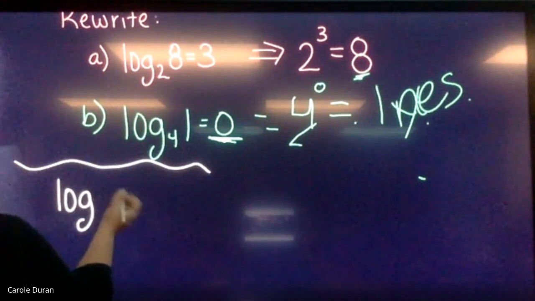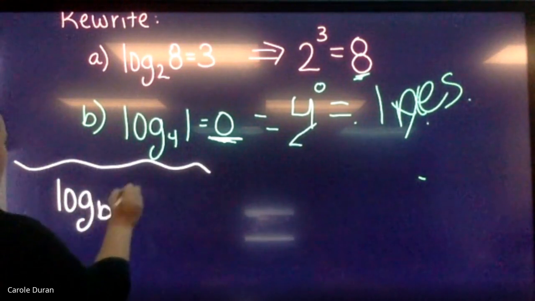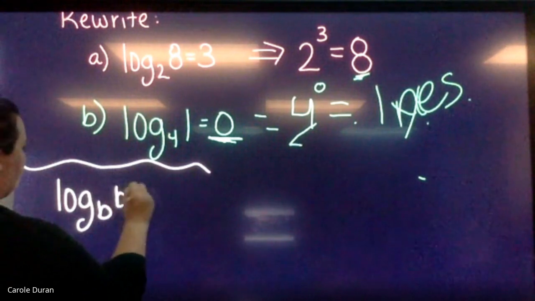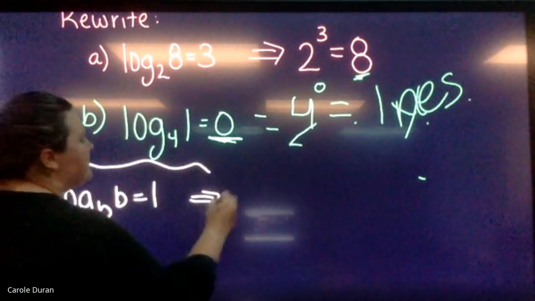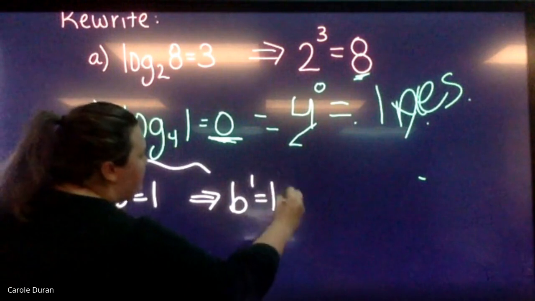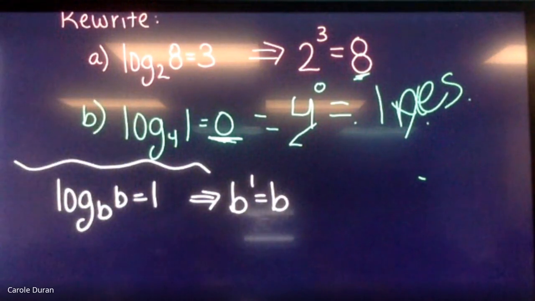If I have log base b of b equals 1, as an exponential, that is b to the 1 equals b, which just highlights that anytime I take a base to an exponent of 1, that means it exists one time in my problem, so it also has to be the answer. So anything to the 1 power is just itself.